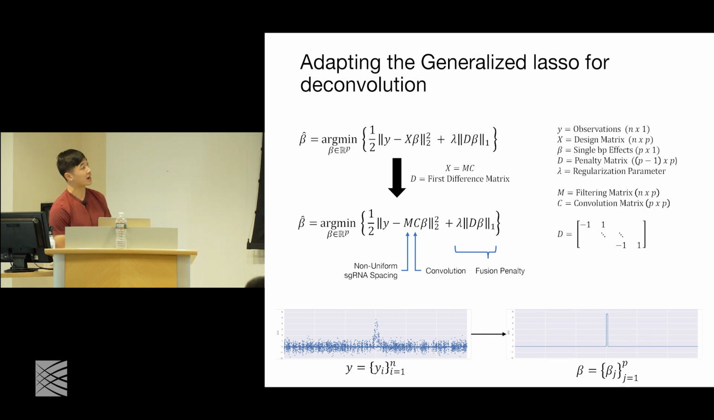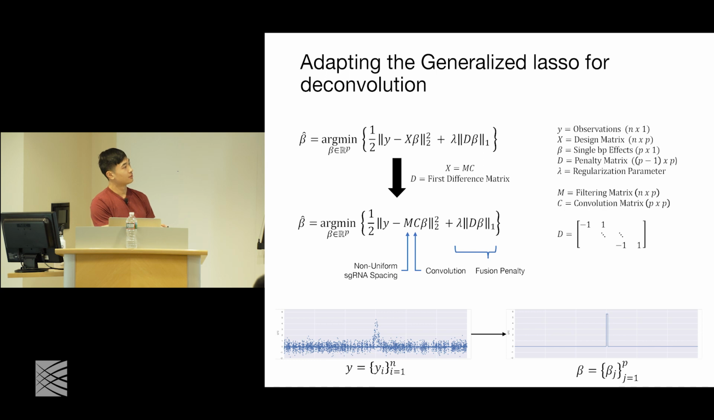And I will dive into what each matrix looks like. But overall, we just want to perform this operation right here, where we go from noisy data to something that looks like this, which is the deconvolution. So a lasso penalty on the difference will mean that you'll have lots of constant stretches.